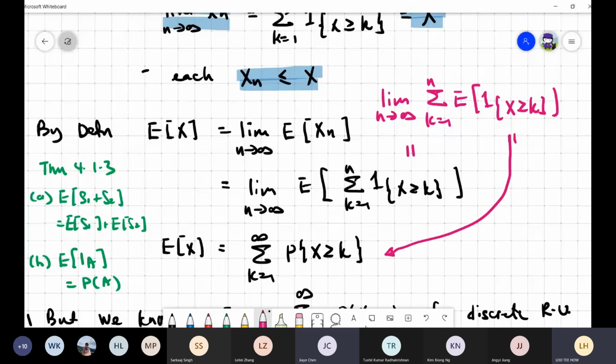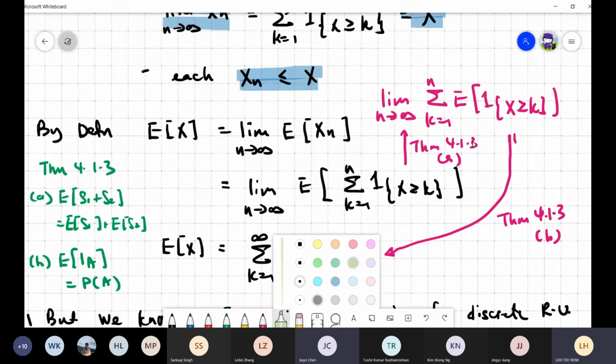Okay, using part B, this is by theorem 4.1.3 B. And this is by theorem 4.1.3 A. All right, just make use of the property of the expectation value. I think you guys are quite familiar with this. It is actually linear. I think maybe this is the one you guys have to take note of. Yeah, take notes for this.